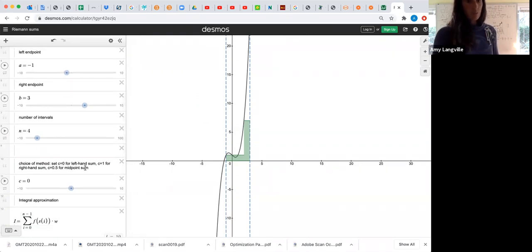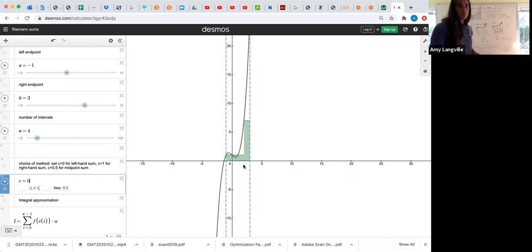And then you can change the rule, the choice of the method, here on the left. Set C equals 0 for the left, set C to 1 for the right, and C to 0.5 for the midpoint. So right now, type it in, C is 0 because we want to do the left.